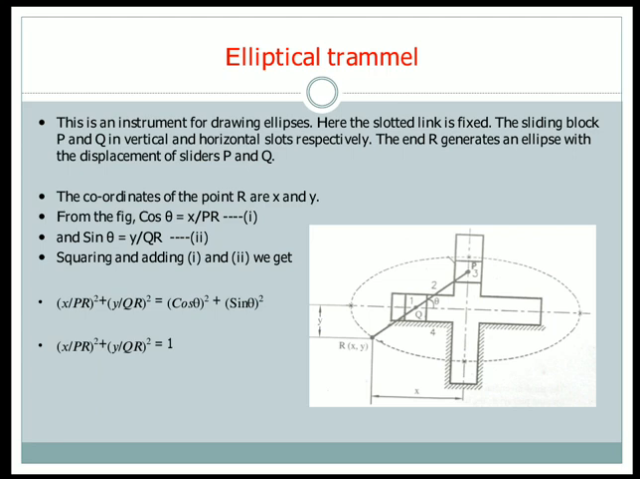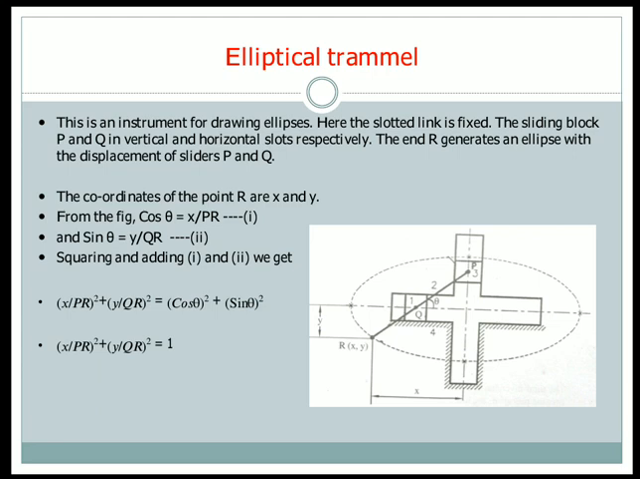The hypotenuse side is PR, and for sin theta it is opposite by hypotenuse. So sin theta is Y by QR. We shall call these equations 1 and 2. Let us square and add equations 1 and 2. So what happens when we square and add?